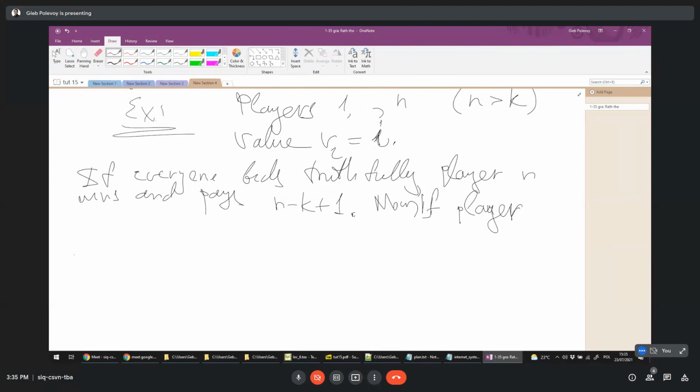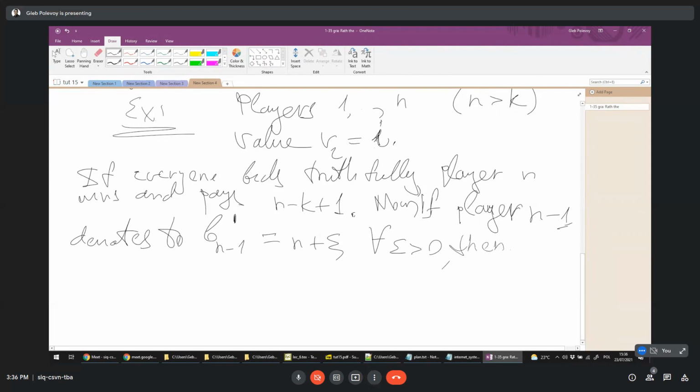Okay, I'm a bit confused. Which player can profitably deviate? Oh, the n minus first player. Right. At least that works. If player n minus 1 deviates to the following, the new bid of n minus 1 prime, let's make it n plus epsilon for any epsilon which is greater than 0. Then what happens?